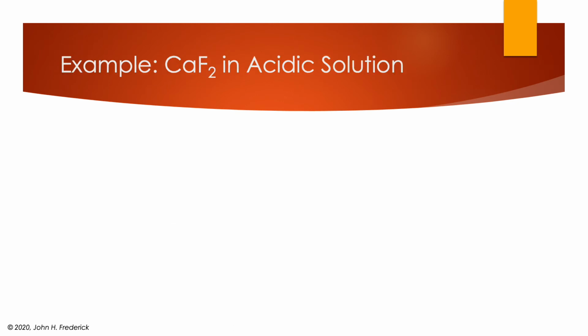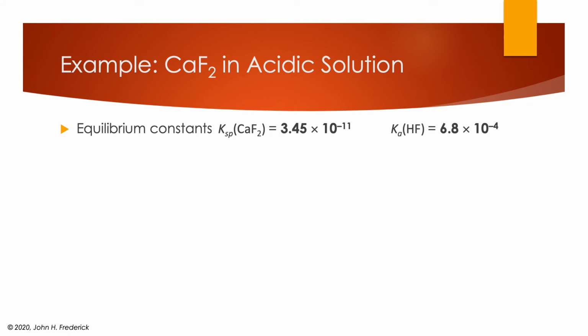Let's look at a particular example of calcium fluoride in acidic solution. I'll remind you that calcium fluoride has fluoride as its anion and hydrogen fluoride as a weak acid. Now, the Ksp for calcium fluoride is 3.45 times 10 to the minus 11, so not much of it enters into solution when we try to dissolve it. The Ka for HF is 6.8 times 10 to the minus 4. We're going to need that value also as we figure this out.